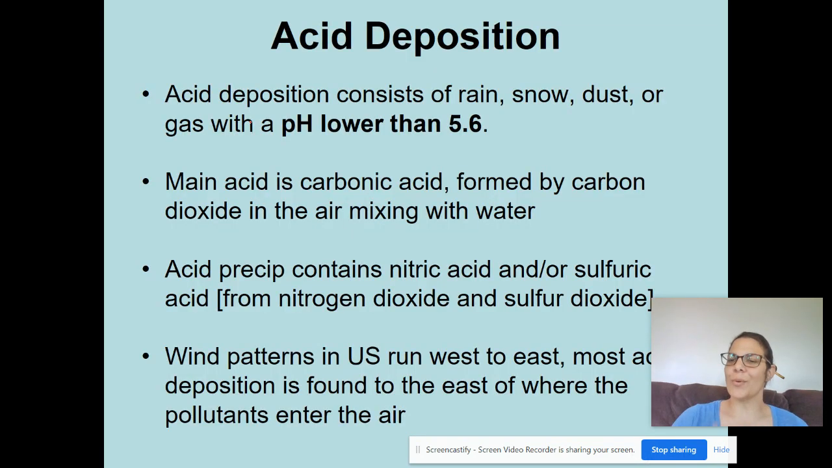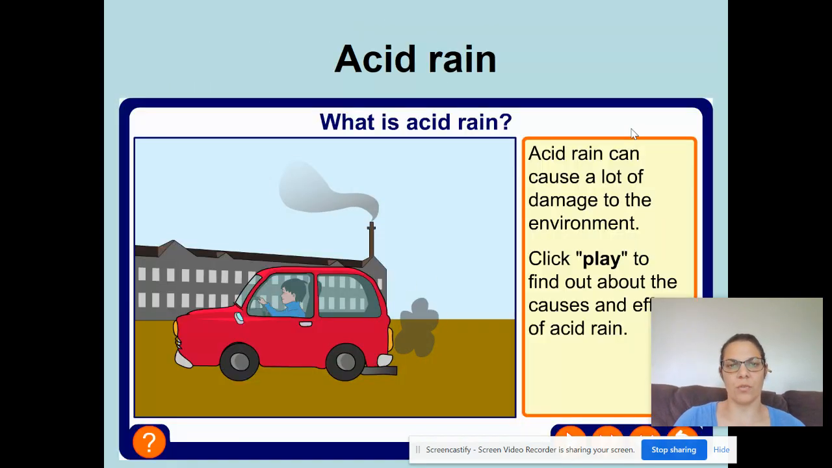So here we go. Lower than 5.6 is considered acid rain, acid snow, acid dust, acid gas. The main acid is carbonic acid. Carbon dioxide mixes with water, carbonic acid. All of this sulfur comes from the burning of bituminous coal, which has high levels of sulfur. So you have nitric acid or sulfuric acid that are formed from sulfur dioxide and nitrogen dioxide, and that's our wind patterns running west to east. So we're kind of slammed with it on the East Coast.